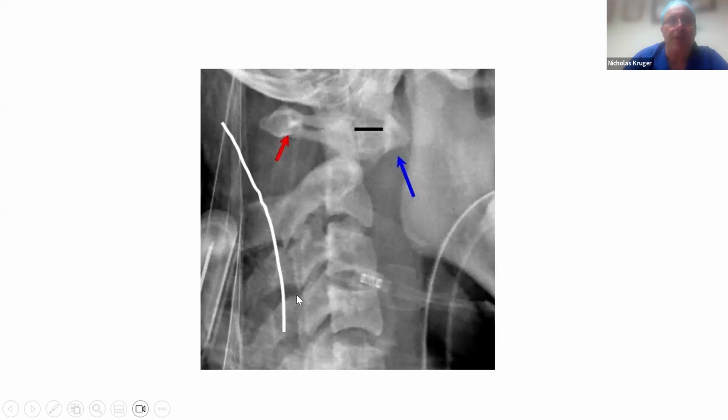You can also see your spinolaminar line. So that's the line there, and that's also got a step. The whole C1 ring has come forward. That's the transverse ligament rupture. There's your peg sitting nicely in the middle of the canal where your spinal cord should be sitting.